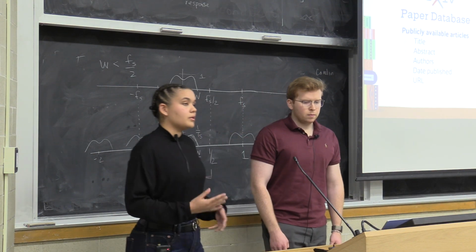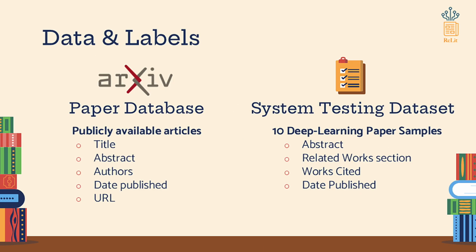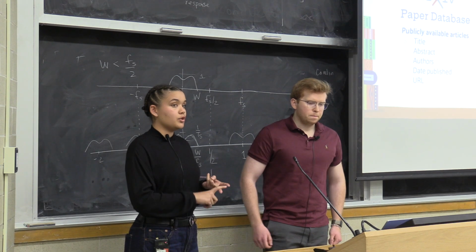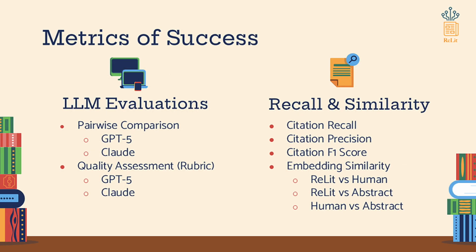So as mentioned, all articles used to generate the related work section are sourced from the ArXiv API. For our full pipeline testing, we created a data set of 10 papers we deemed to be exemplary, and it contains the input abstract, the human written related works, the work cited for that section, and the date published. Several metrics were used to evaluate ReLit's performance. For overall quality, we used 2 evaluators to perform a pairwise comparison, as well as a quality assessment with a rubric. And we also wanted to see if there was an overlap in the papers cited by ReLit and by the human authors, as well as the embedding similarity between the 2 sections. For this presentation, we'll be focusing on the pairwise comparison, the recall, and the embedding similarity results.